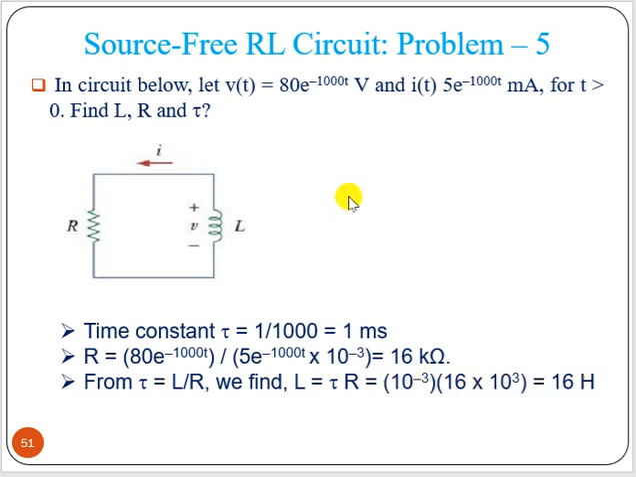So this is a very simple problem. V is given, I is given, so we can find out R directly. Now tau we can find out from the equation itself, and tau is L by R. So L is nothing but tau into R, that you can find out.